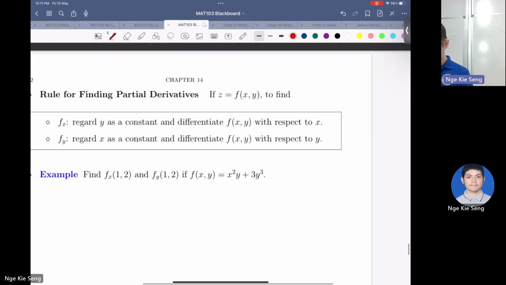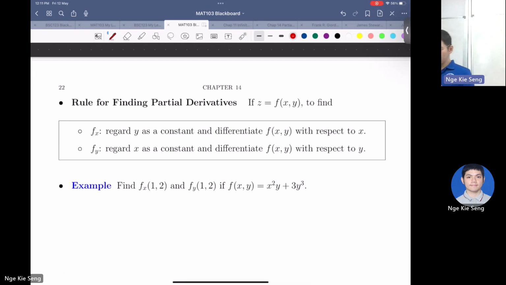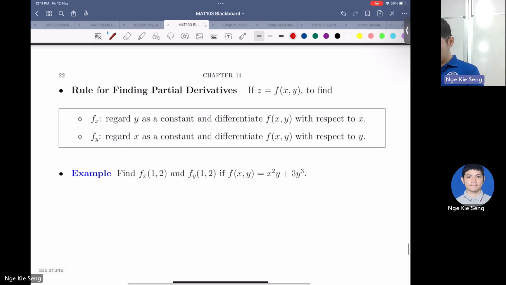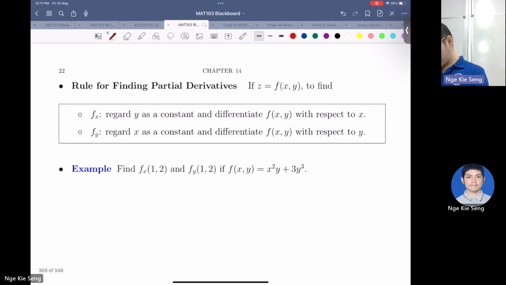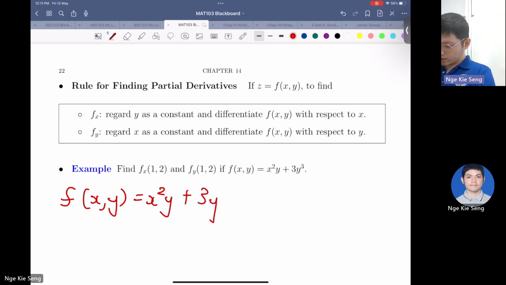So how do we find the partial derivative? Let's say we want to find f subscript x. Just now we said that we need to fix y. We regard y as a constant and differentiate f(x, y) with respect to x. Similarly for f_y, we regard x as a constant. Let's see how we do it. We start with f(x, y) equals x squared y plus 3y cubed.